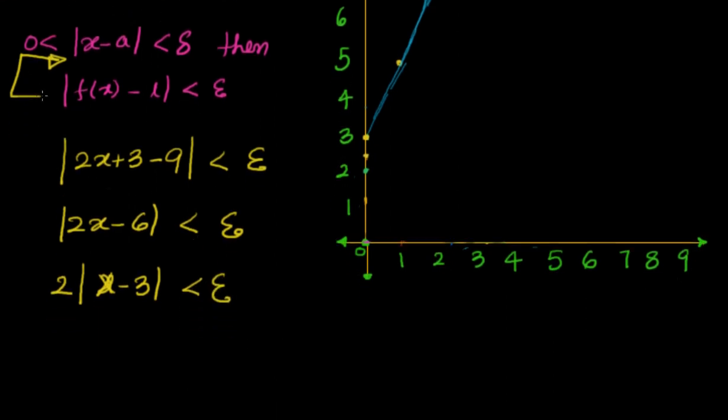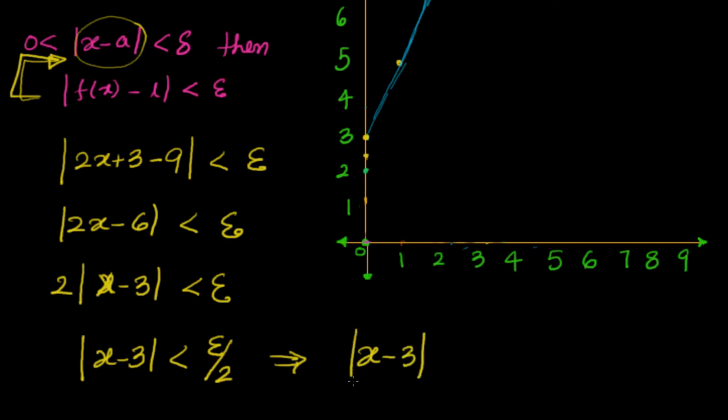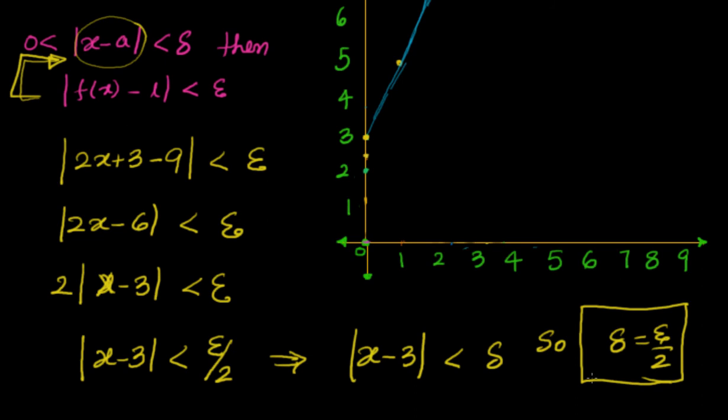And you can see that we have started with the function and we have approached x minus a. This is nothing but a equal to 3 here. Now I want this to be in the form of mod of x minus a less than delta. So I will divide by 2 and say mod of x minus 3 less than epsilon by 2. So this is in the form of mod of x minus 3 less than delta. So I will take delta equal to epsilon by 2. So this is the approach we will follow.